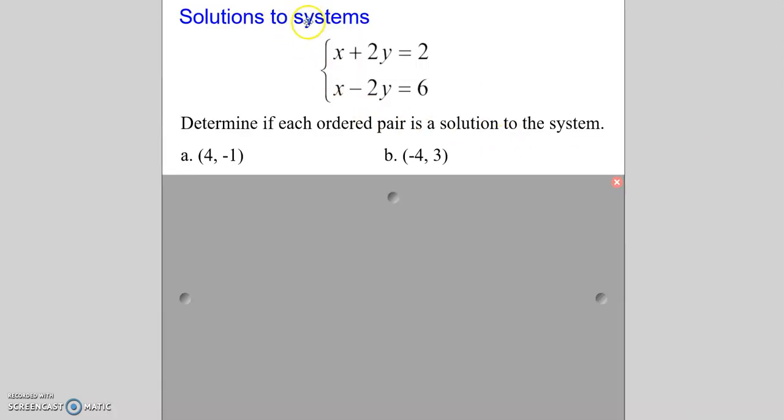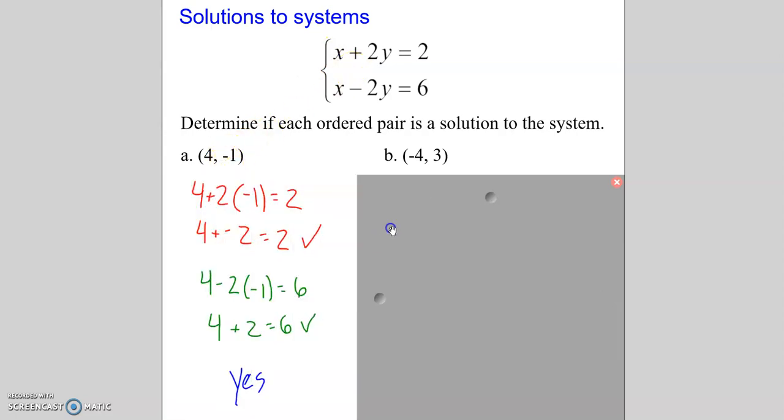So when I have a system of equations, what does it mean to be a solution to that system? So how do we determine if each of these ordered pairs is a solution to the system? Well, what you do is you take the ordered pair and you plug it in to both equations. So in place of x, I plug a 4. In place of y, I plug in a -1.